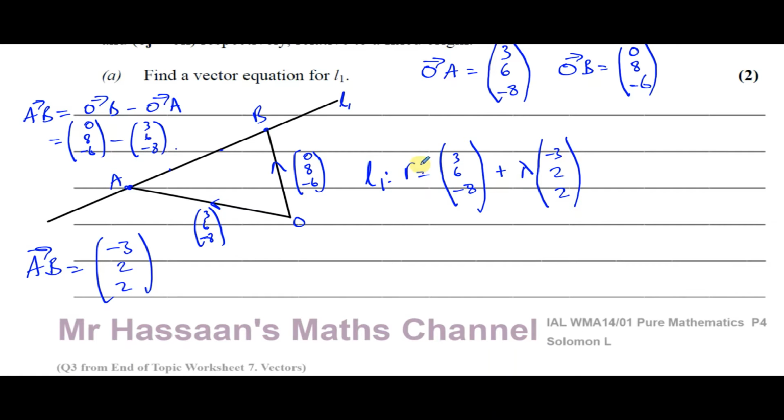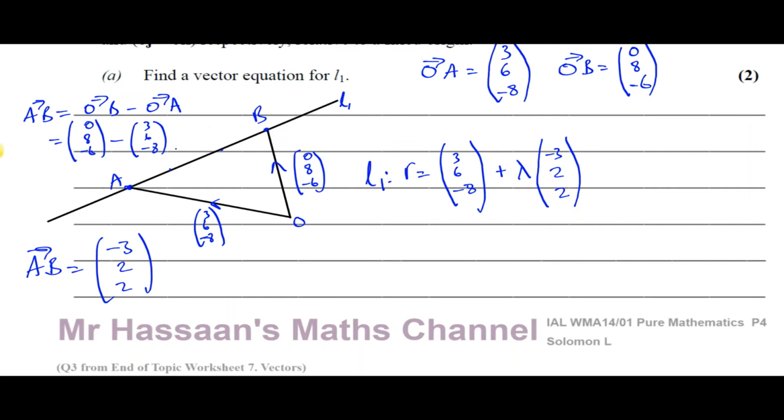We could have also put, it says a vector equation. I could have also put 0, 8, minus 6 here as a position vector. And I could have put this vector as a direction. I could have even put 3, minus 2, minus 2. That will also be along the line, but in the opposite direction, still parallel to the line. So it doesn't matter as long as I have a point on the line for my position vector and a direction of my line for this direction part, which is multiplied by the scalar. Those are valid equations of this straight line L1. Okay, so this is the equation of line L1.